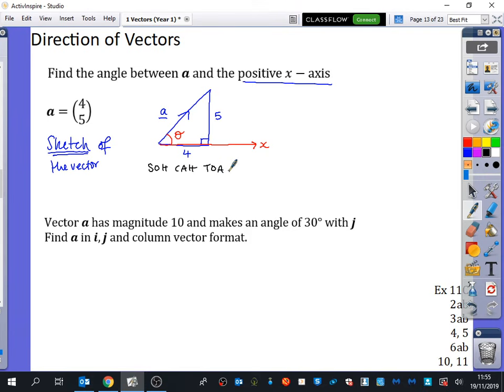The previous slides have been about Pythagoras. Surprise, surprise, SOHCAHTOA is also here as well. Which bit am I going to use out of SOHCAHTOA? TOA, because I've got the opposite and I've got the adjacent. So we're going to use TOA, which says that tan of my angle is the opposite over the adjacent. So you find out theta by doing what operation? Tan minus 1, the inverse tan of 5 over 4. Okay?